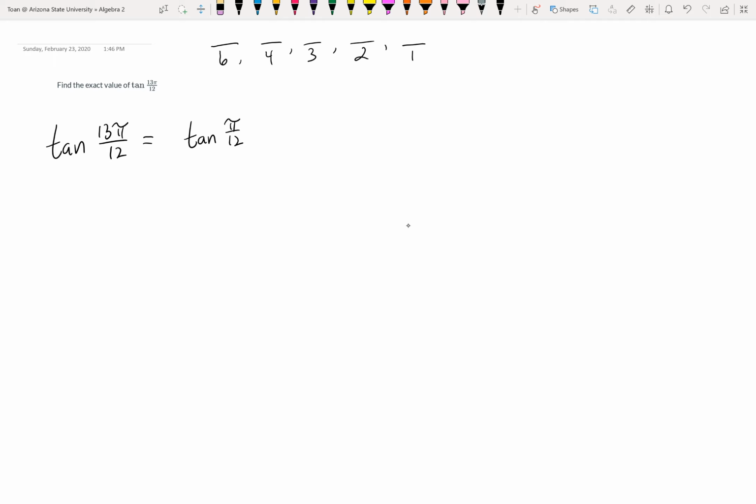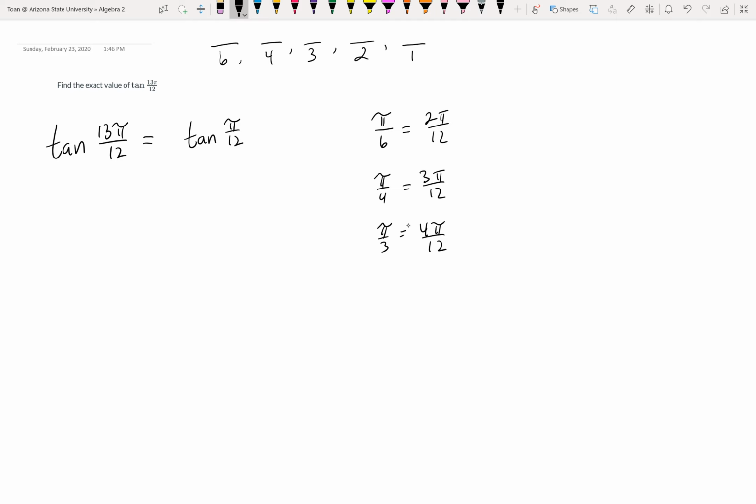I'm good there. Now, we did say that we're going to utilize the sums and differences. So let's talk about the special angles. In the radian system, the special angles are pi 6, pi fourths, pi thirds. And I'm going to just rewrite them in terms of denominator 12 because that's what we have. So pi 6 is 2 pi twelfths, pi fourths is 3 pi twelfths, pi thirds is 4 pi twelfths.